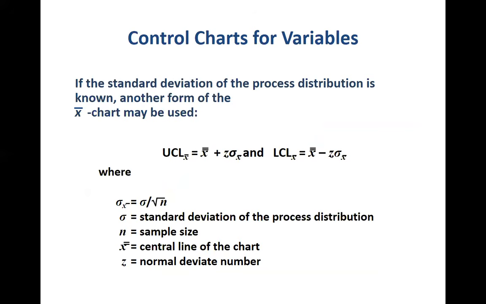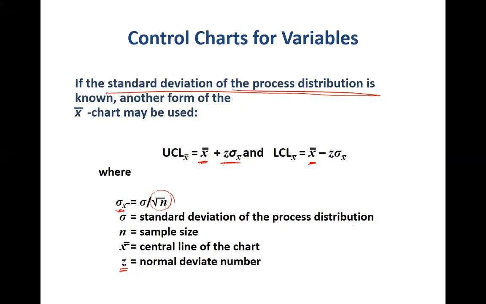So if the standard deviation of a process distribution is known, we use a formula where we still use x double bar like we did, but instead of using this A2 from a table, we are going to use a z value, which comes from statistics. It's the normal deviate number, and we multiply it with the standard deviation of the process distribution divided by the square root of the number of sample values we have, which gives us sigma x bar. And we will see this as an example. The next problem will tell us exactly how this has to be applied.